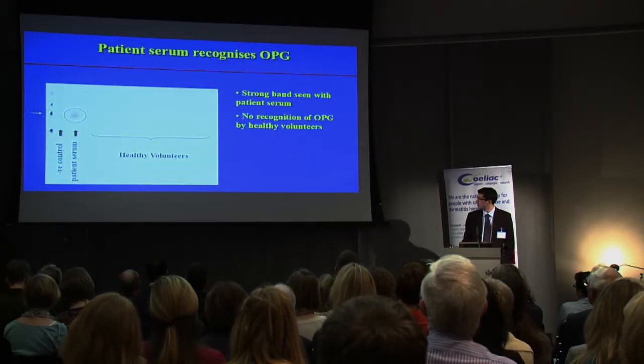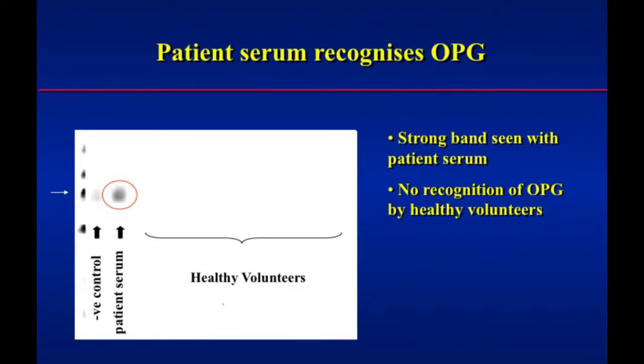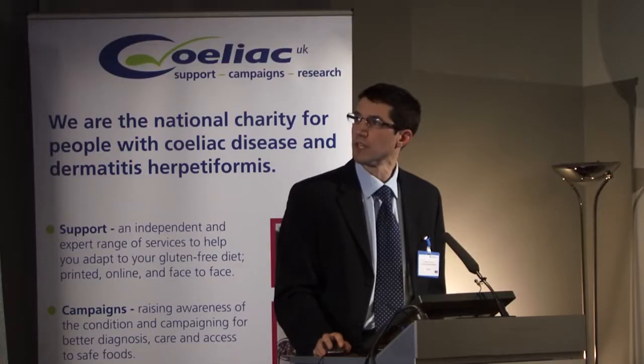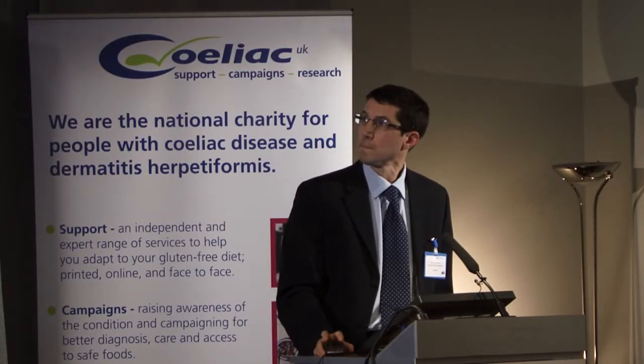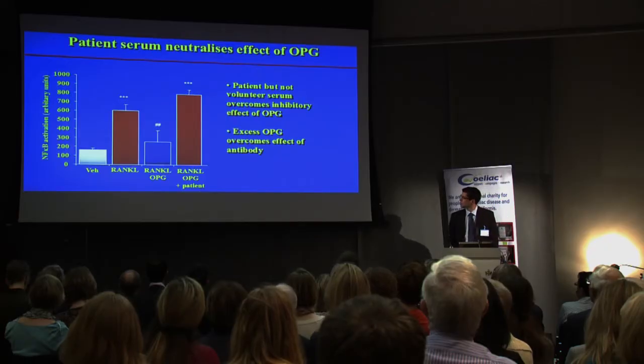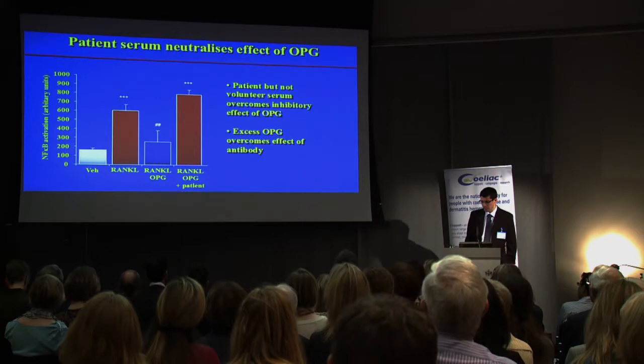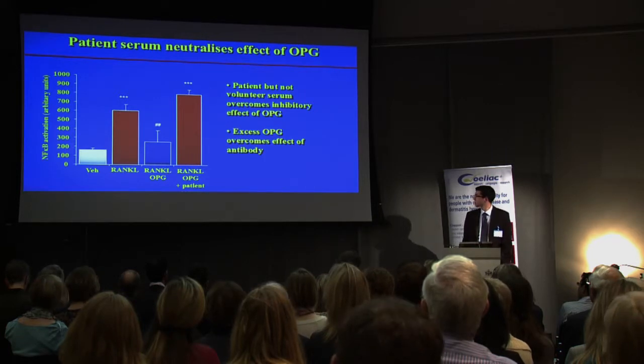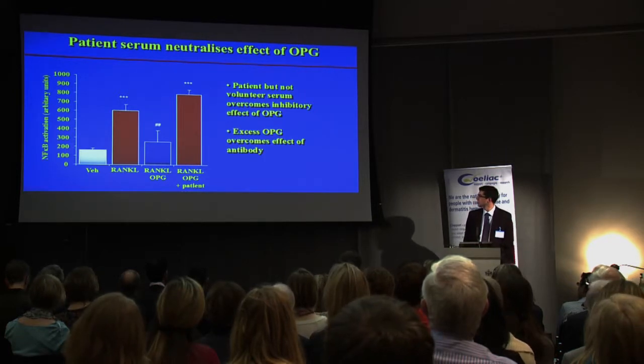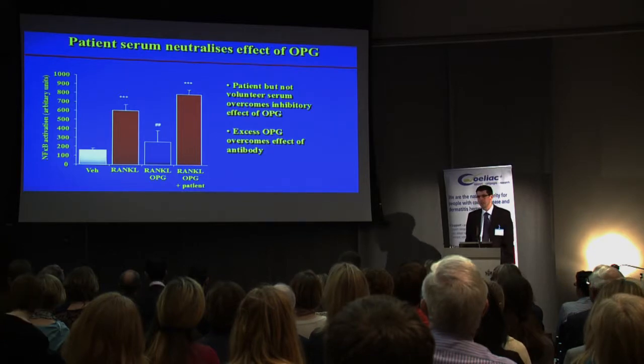And after a lot of trial and error, we got this positive band on a blot which suggested our patient did indeed have an antibody to OPG. So that was quite exciting. And we were also able to show in a functional assay that his serum inhibited the effects of osteoprotegerin on cell signaling, so that it was not just recognition, but it was inhibition.